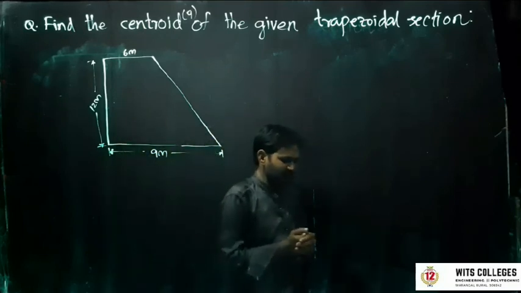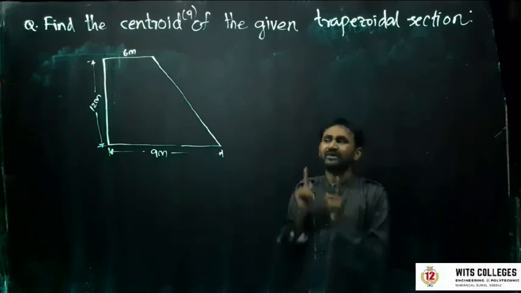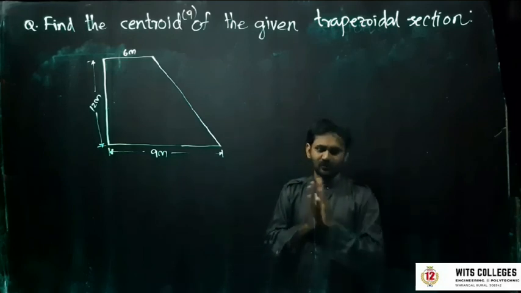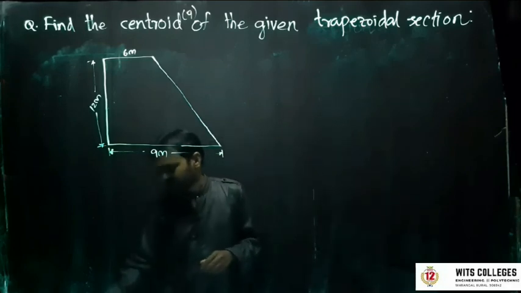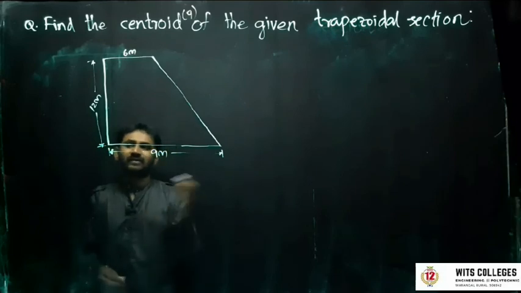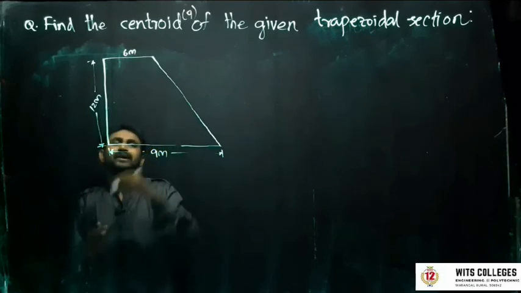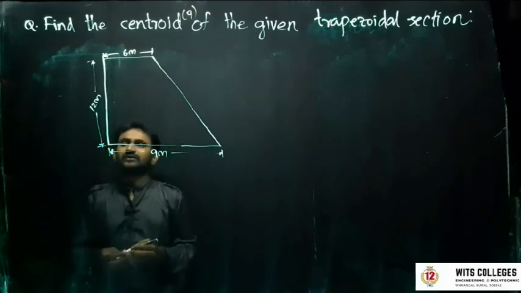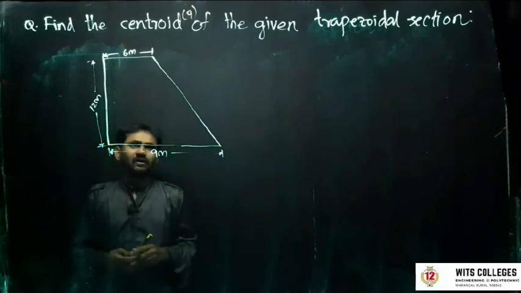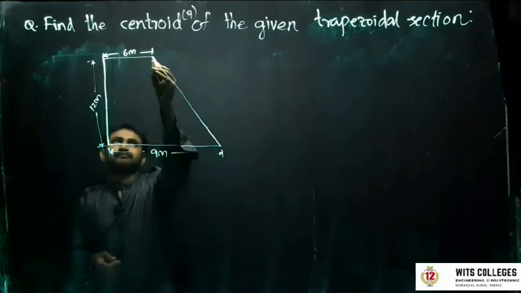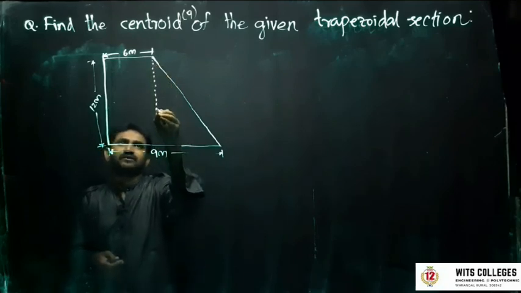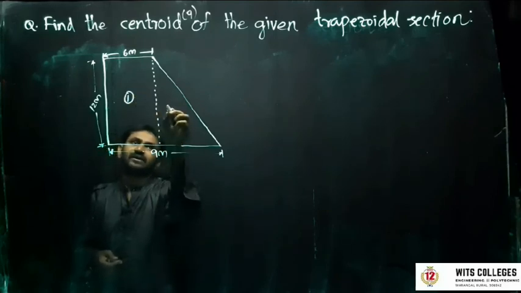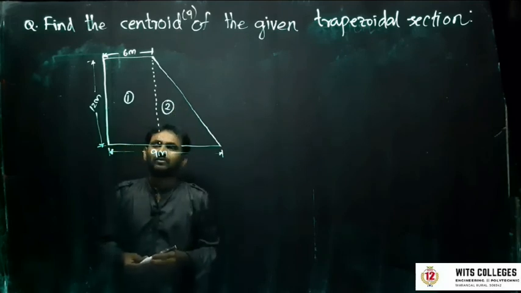In the trapezoidal section, again you have to divide this section into two parts, so that your problem will be solved easily. How are we going to do it? My given figure is a trapezoidal one. Actually this is my figure. 6 meters is my top width, 9 meters is bottom width, and 12 meters is my height. Let me mark a dotted line from here, so that this is figure 1 and this is figure number 2.